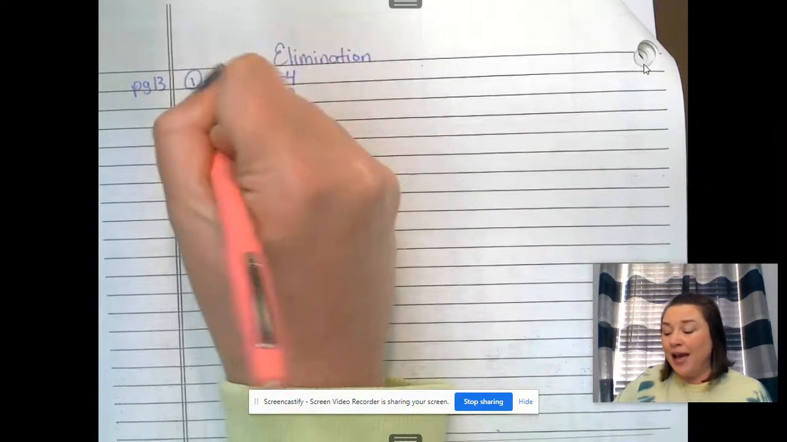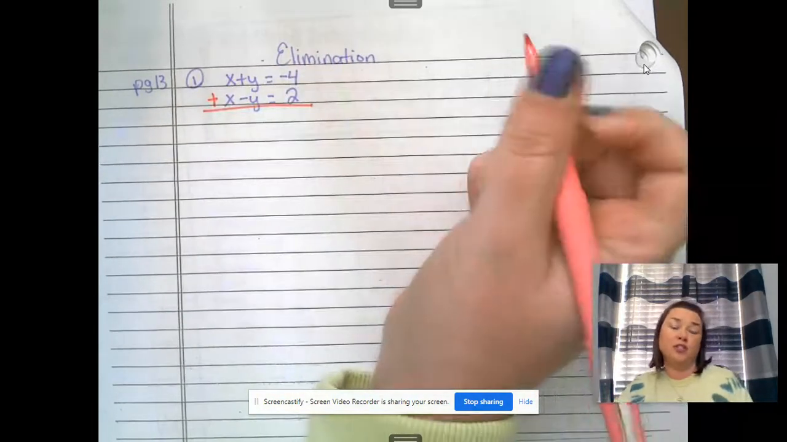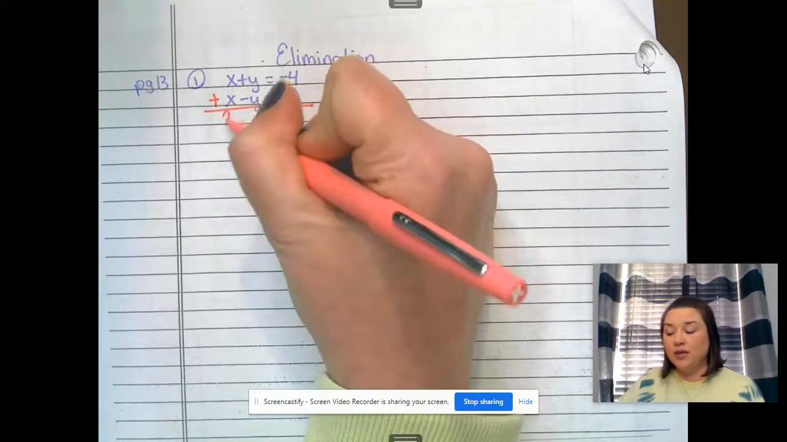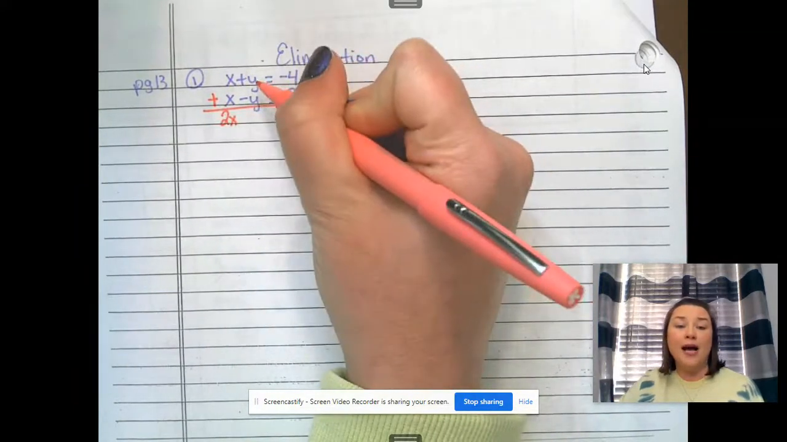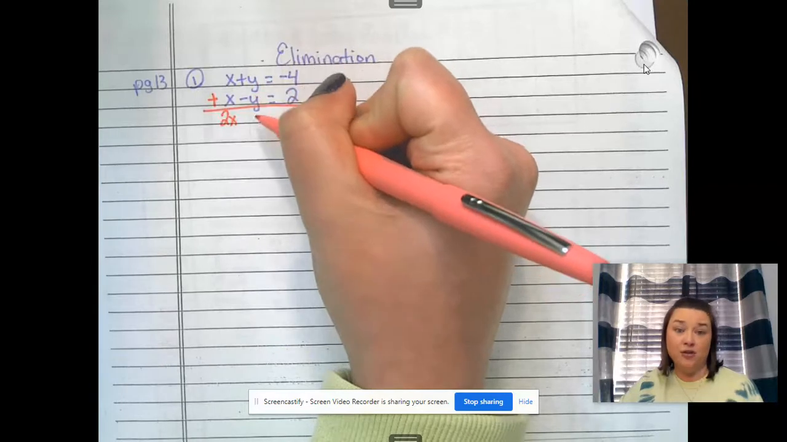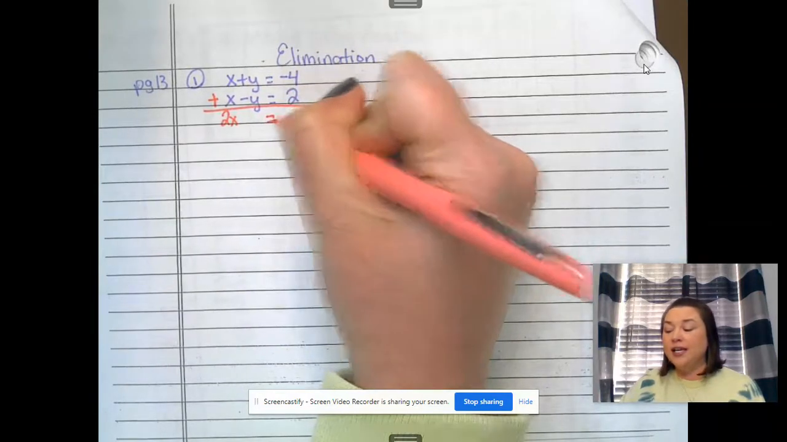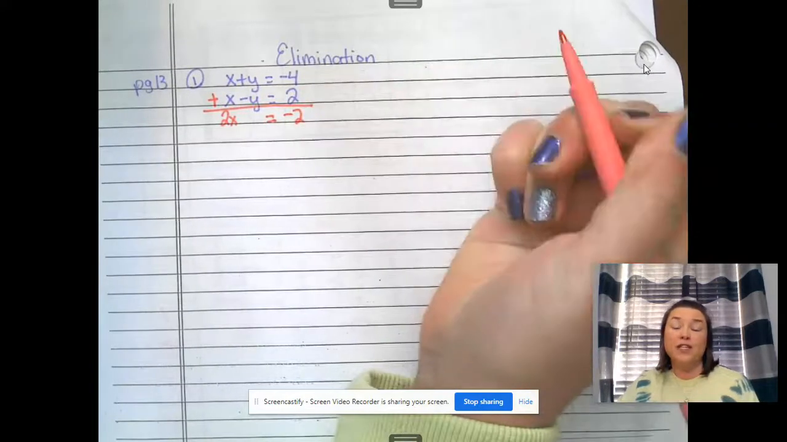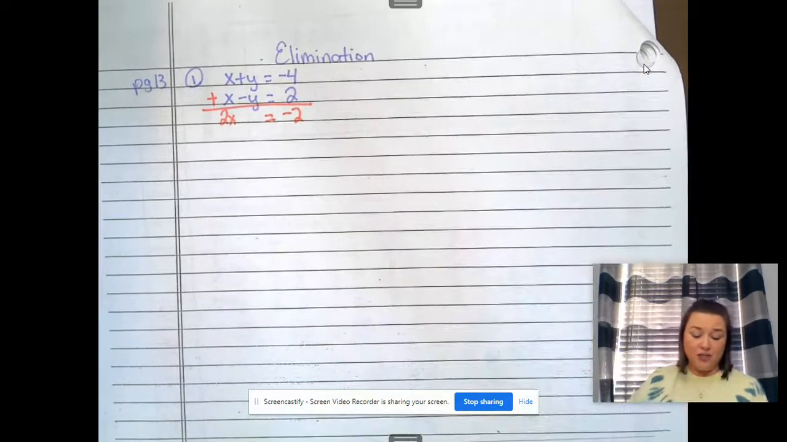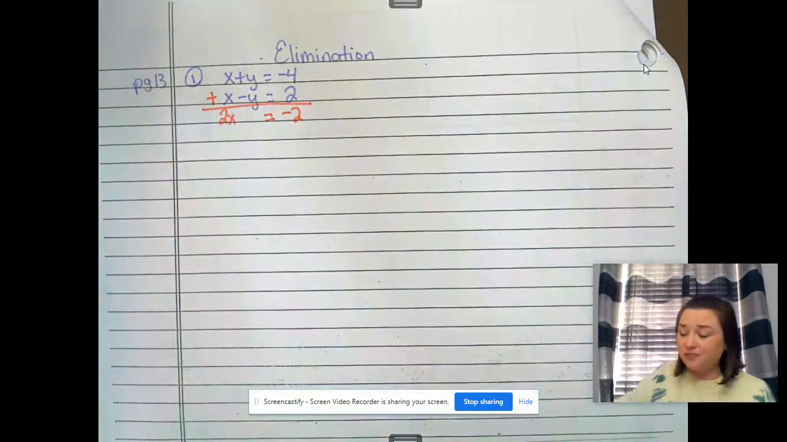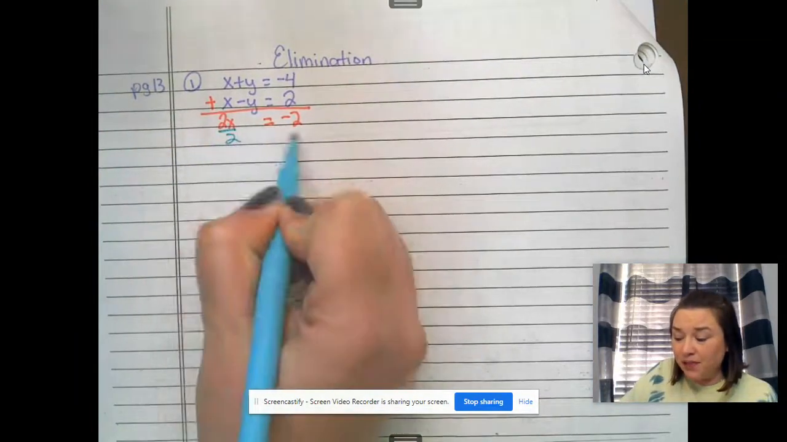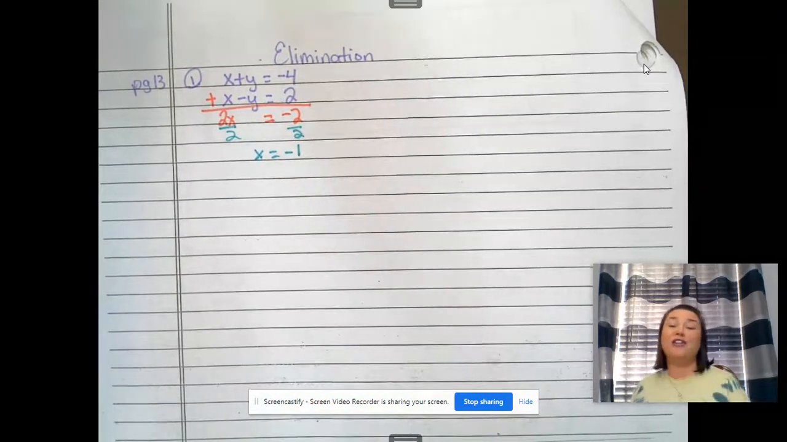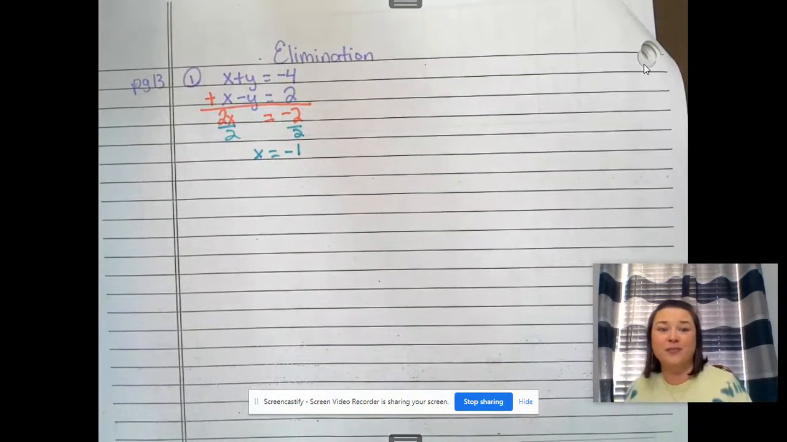So I'm going to add the two equations in columns. So x plus x is 2x, and y plus -y is 0. We bring down the equal sign. -4 plus 2 is -2. Now we have a one-step equation. So we take that one-step equation and we solve it. Divide both sides by 2, and x equals -1. So we have already figured out half of the ordered pair.